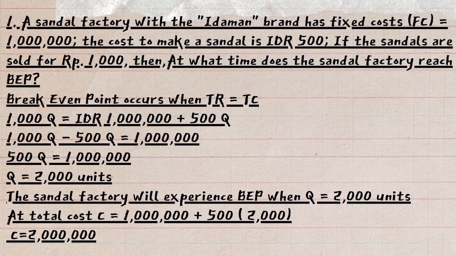The sandals factory will experience BEP when K is 2000 units. At total cost C is 1 million plus 500 times 2000. So C is 2 million.